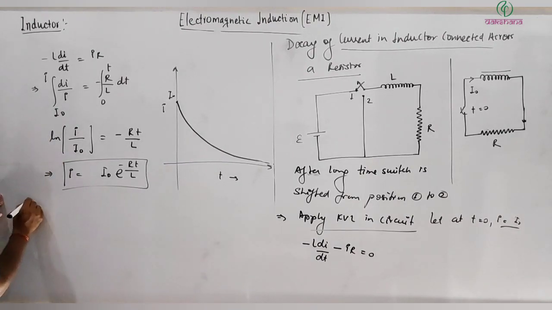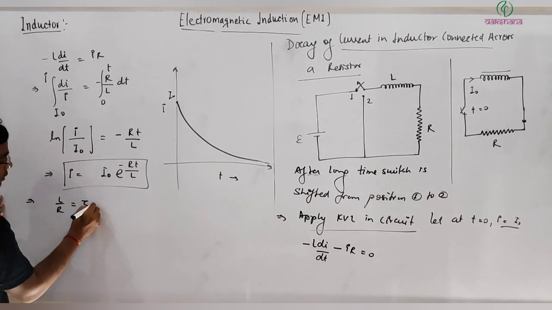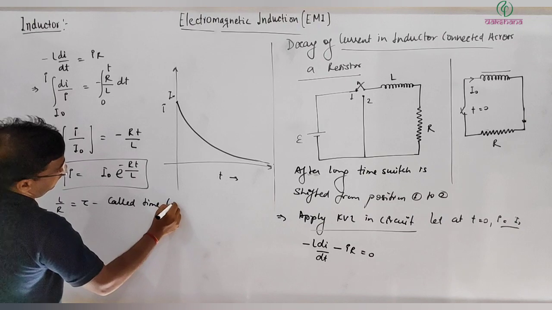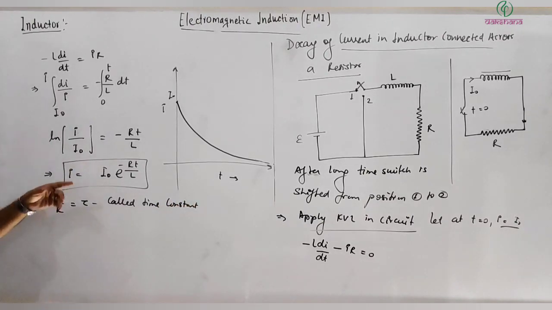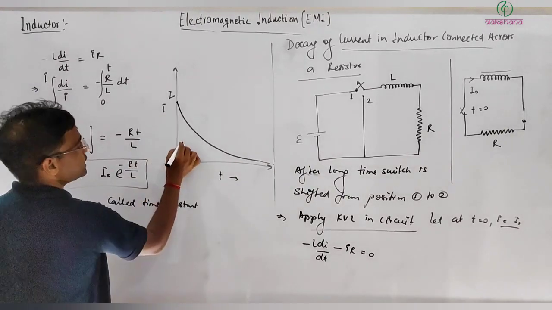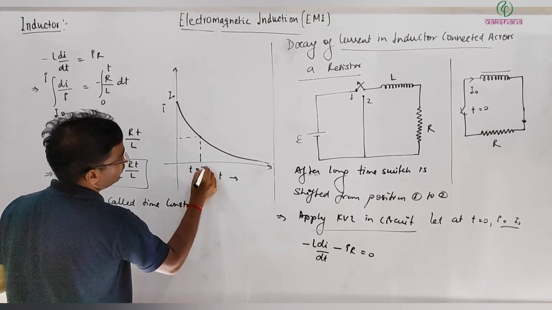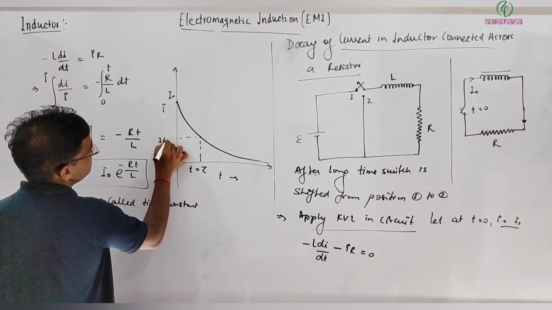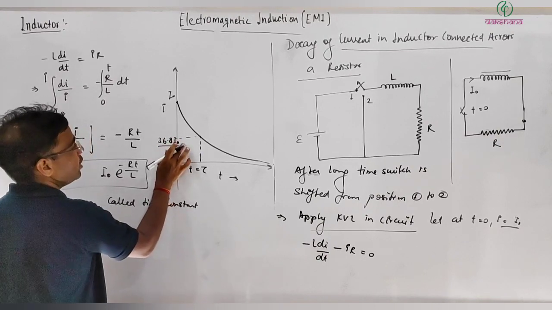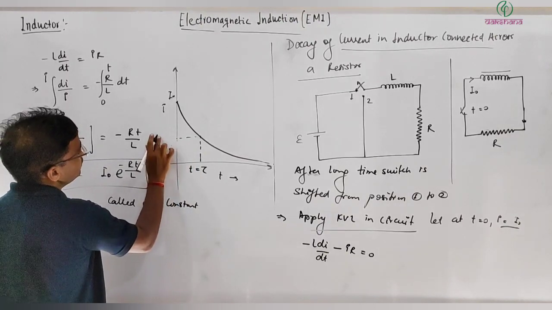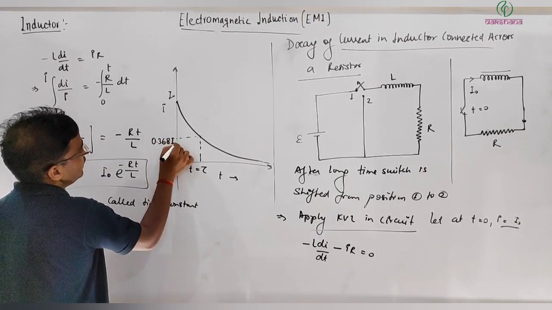So again here we write L by R equal to tau. This is called the time constant. Clear? So in this case your current will be decreasing. One time constant, that is t equal to tau, the current becomes 36.8%, I will write 0.368 I naught. Is it?